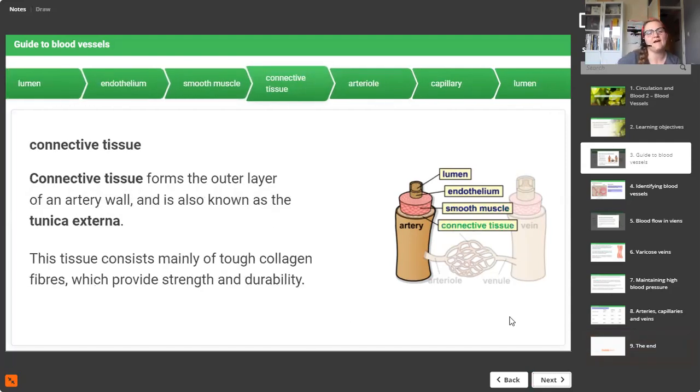Then they have connective tissue, and this makes the outer layer of the artery wall, and it's also known as the tunica externa. And this tissue consists mainly of tough collagen fibers, and these provide strength and durability.